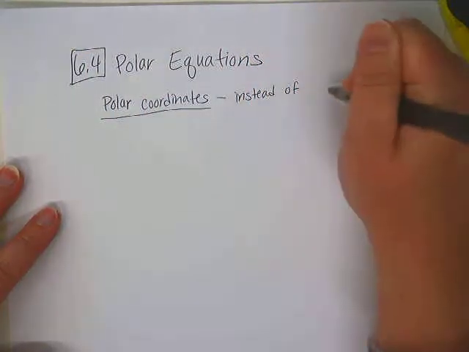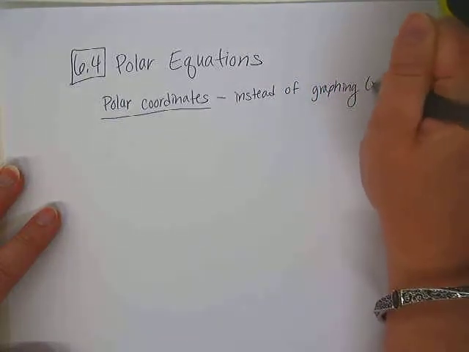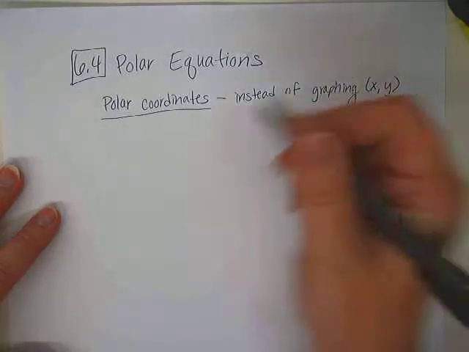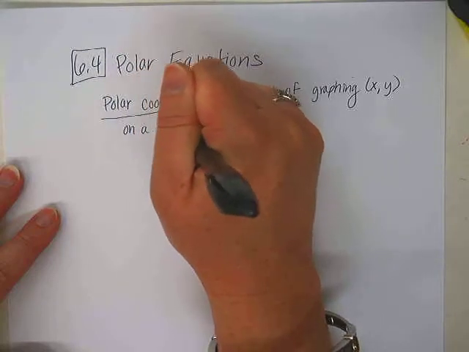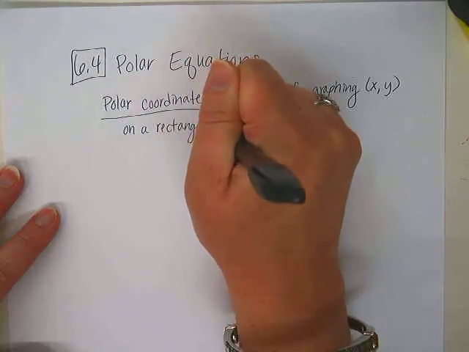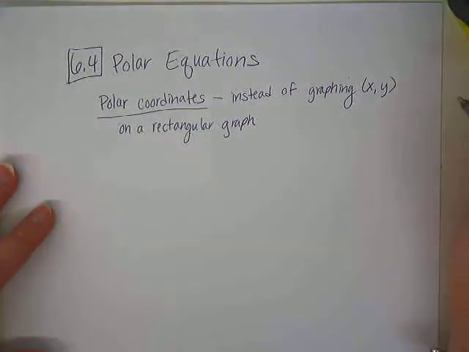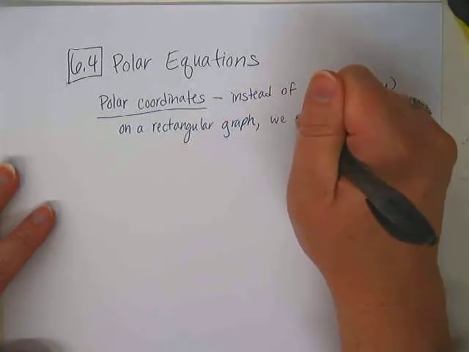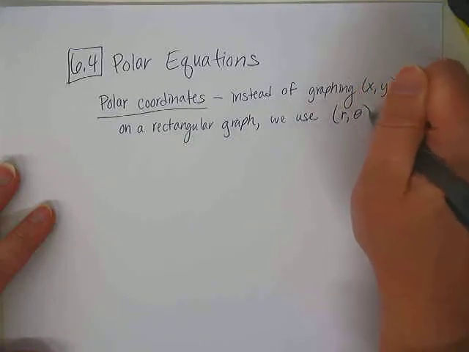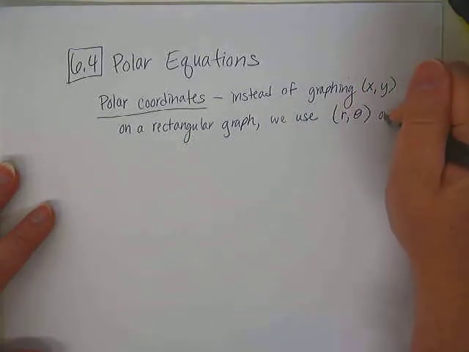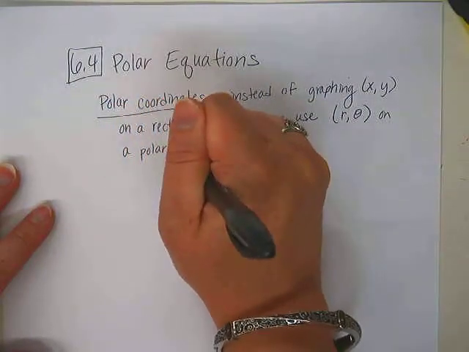Instead of graphing a point x and a point y, like a point xy on a rectangular graph, we use coordinates r theta on a polar graph.